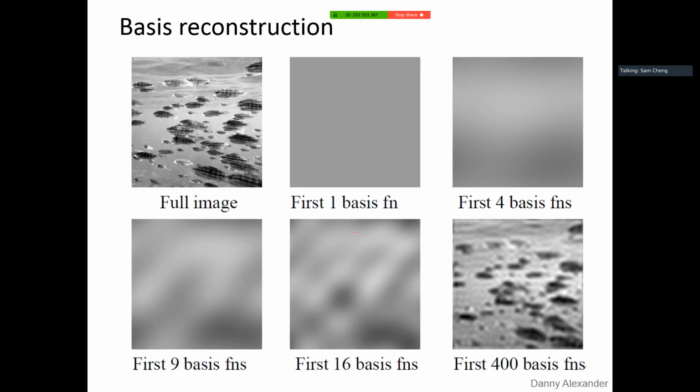This is one more example, so any image can be reconstructed this way. If I decompose this image into the different Fourier bases that I just mentioned, for example, with the first 4 bases I get this, and so on and so forth. If I use the first 400, I get more or less this one.